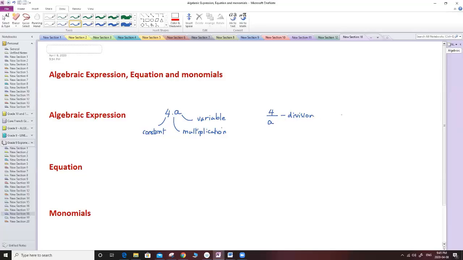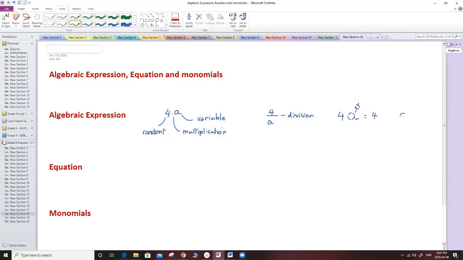What about only 4? Actually, 4, it's algebraic expression since we can imagine that it's multiplied by hidden a exponent 0. And from previous, we got that a exponent 0 equal to 1. That's why this equal to 4. So 4, it's acceptable as algebraic expression.